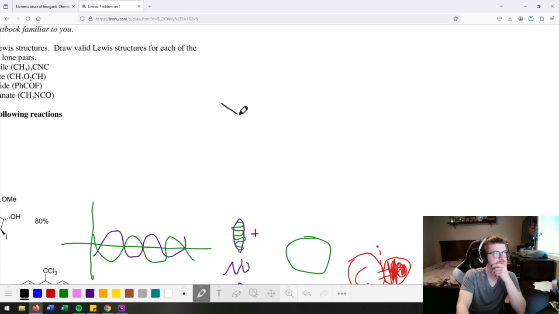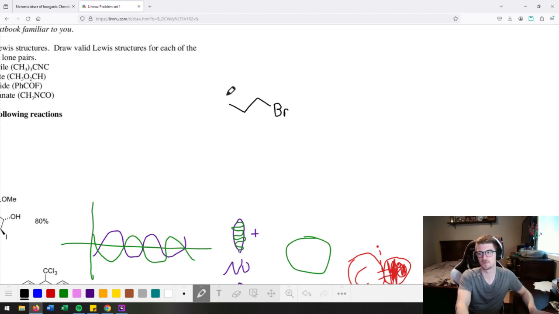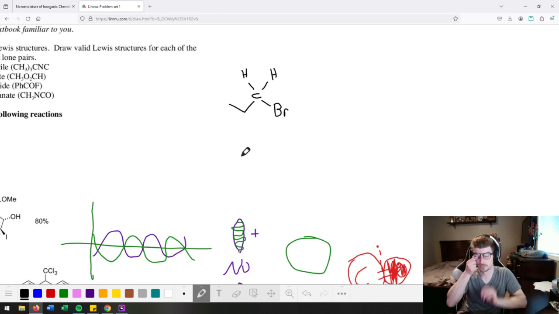So let's just start with something like this. So we've got, this is just an alkyl halide. Carbon here, a couple hydrogens, and a bromine.